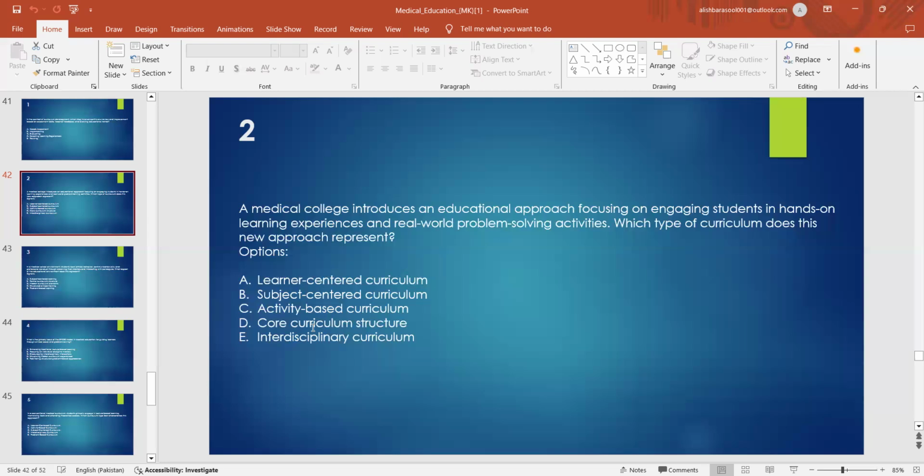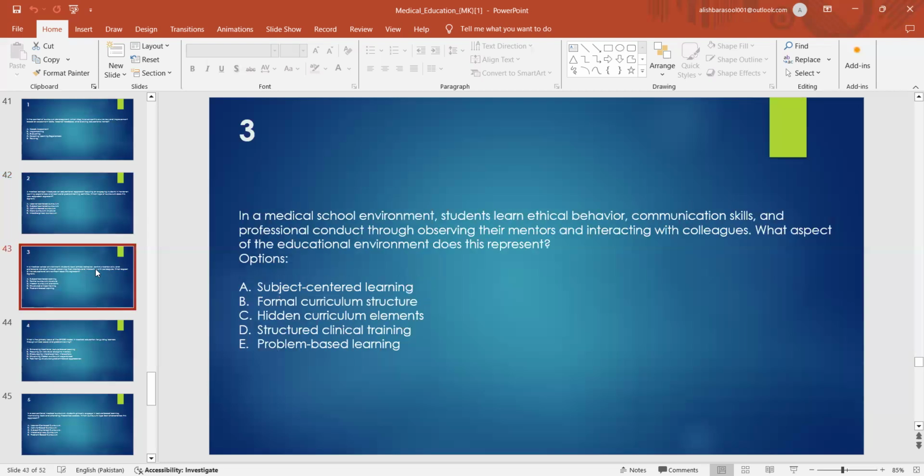Okay, please go to your MCQ number 3. In a medical school environment, students learn ethical behavior, communication skills, and professional conduct through observing their mentors and interacting with colleagues. What aspect of educational environment does this represent? A, subject-centered learning, B, formal curriculum structure, C, hidden curriculum elements, D, structured clinical training, or is it E, problem-based learning? Again, there are more than one correct answers. Yes, madam, I will correct this one.